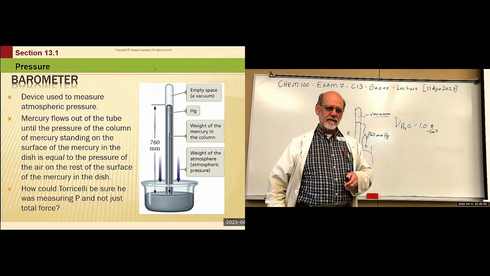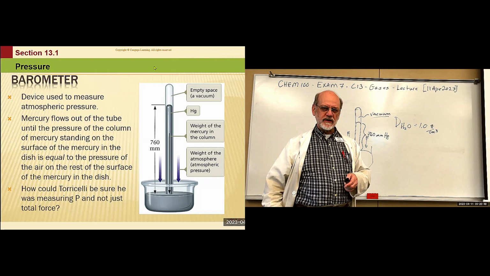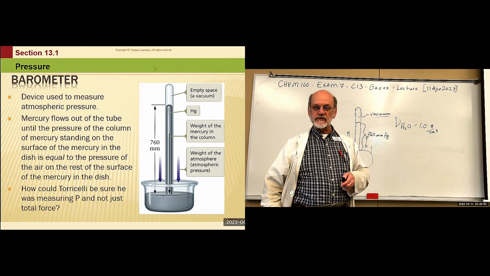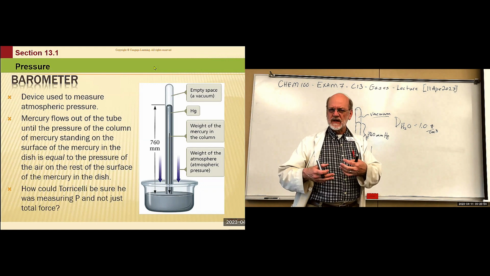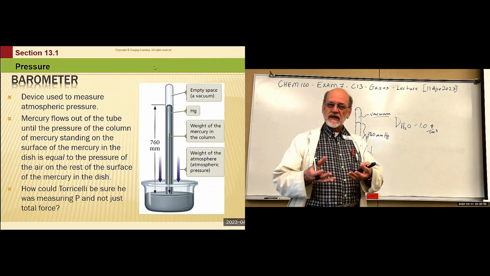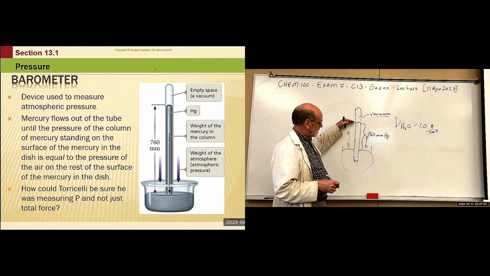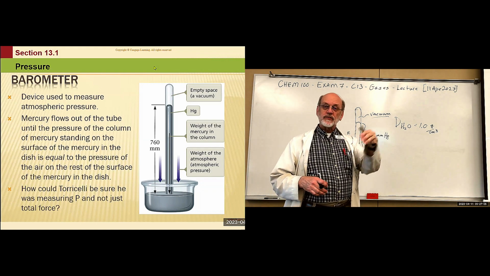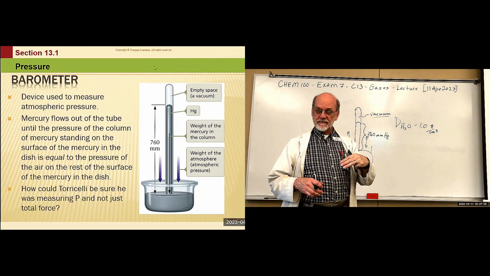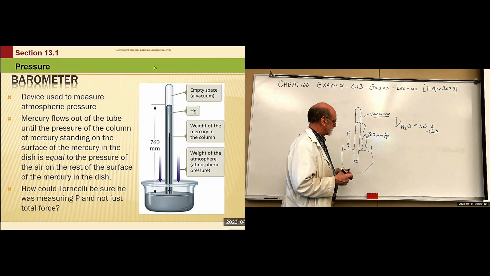That's a good question. How could Torricelli be sure he was measuring pressure and not just total force? What would be a simple experiment that he could conduct to determine whether he was measuring with this height total force or actual force per unit area, pressure? Okay, think about it for a second.